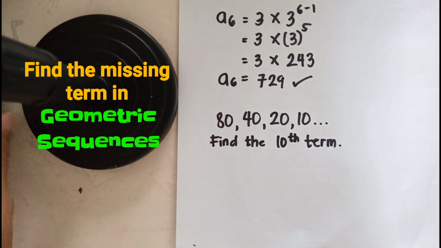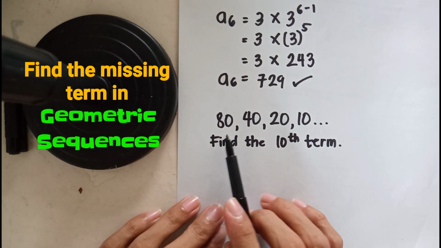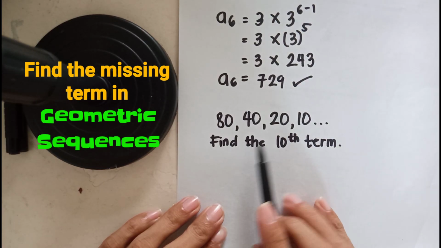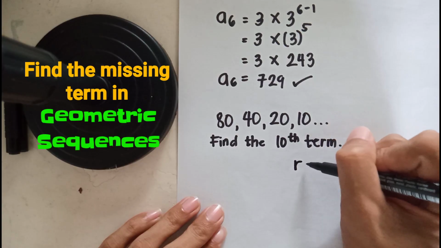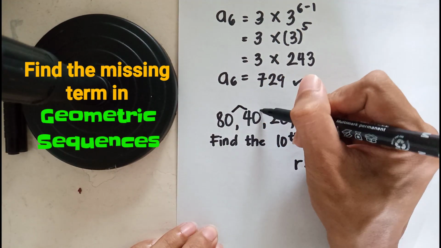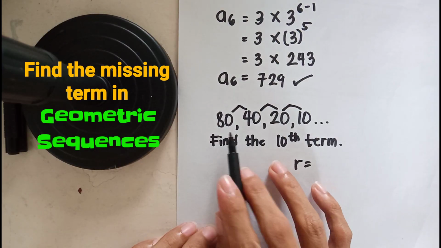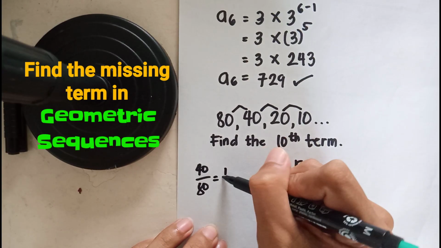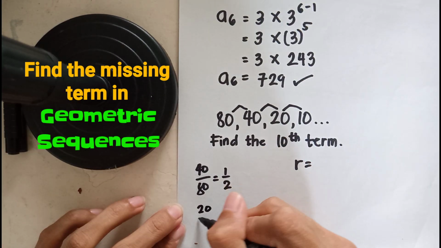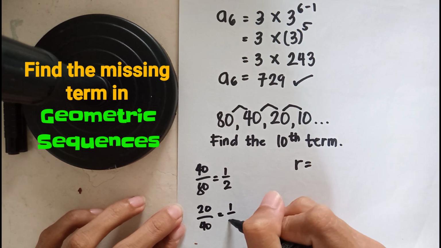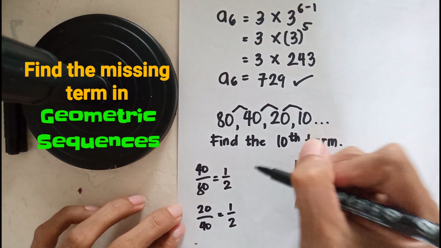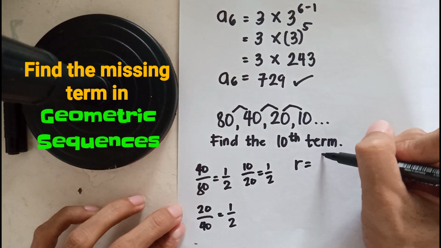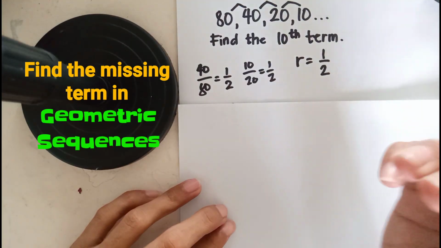Okay, for our second example, we have here the sequence 80, 40, 20, 10, and so on. Find the 10th term. First, let's check if it is a geometric sequence. Divide the second term to the first term, the third to the second, and the fourth to the third. 40, the second term, divided by 80, the first term, we have 1/2. Let's try another one. 20 over 40, also we have 1/2. How about the fourth divided by the third term? 10 divided by 20. So we have now our common ratio, which is 1/2.